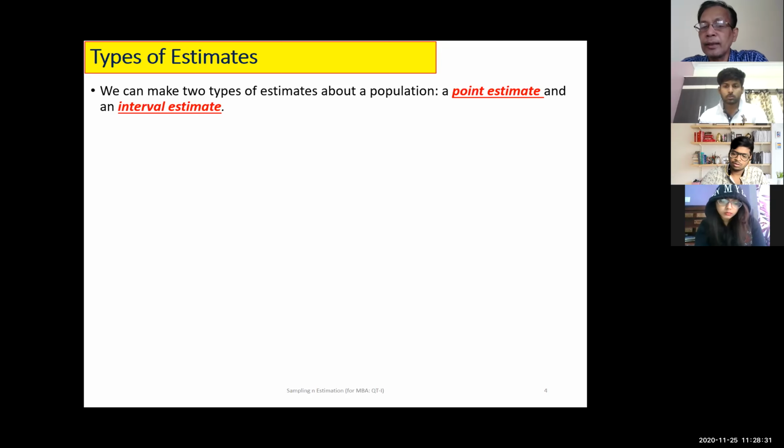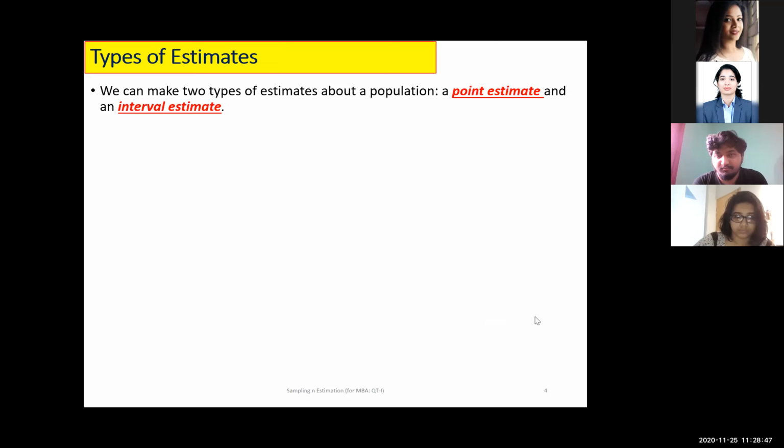Can I request Ria to tell quickly what is the difference between point and interval estimate? Be quick, Ria. If you have listened to me, then Ashrit, anyone, please save time.